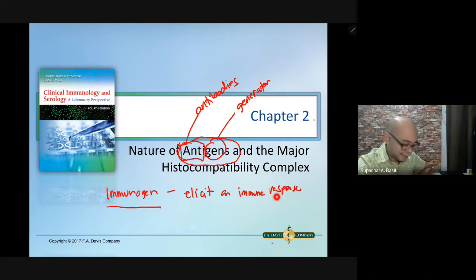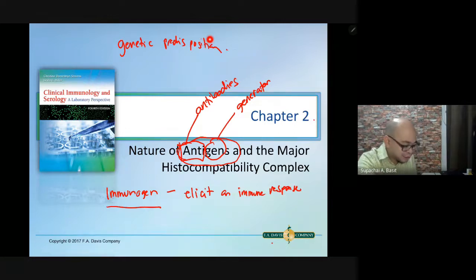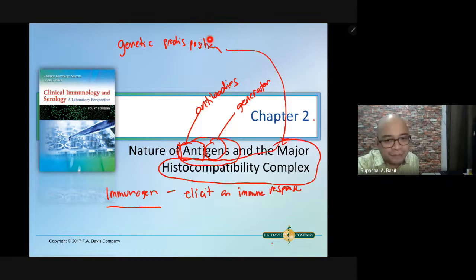Okay? And of course, each individual, for example, I would react differently to a certain antigen, you would react differently to a certain antigen. And one of the reasons for that is the so-called genetic predisposition. Okay, that particular genetic predisposition is actually being dictated by the major histocompatibility complex. And that's the one that we will be discussing for today. Okay, so the major histocompatibility complex.